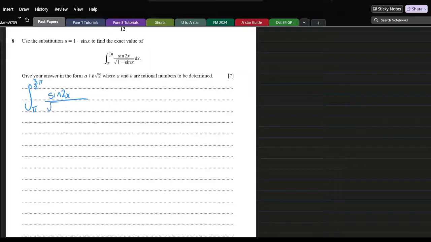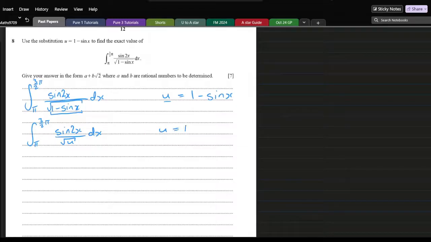over the square root of 1 minus sine x with respect to x, and we've been given the substitution u is equal to 1 minus sine x. So straight away we can replace this 1 minus sine x with u and write this as the integral from pi to 3 over 2 pi of sine 2x over root u, and this is with respect to x. Now let's work on our limits. We want to convert them to u.